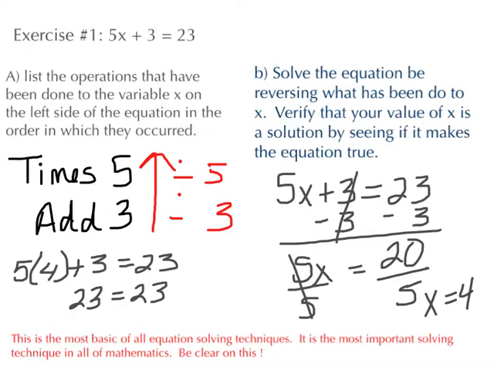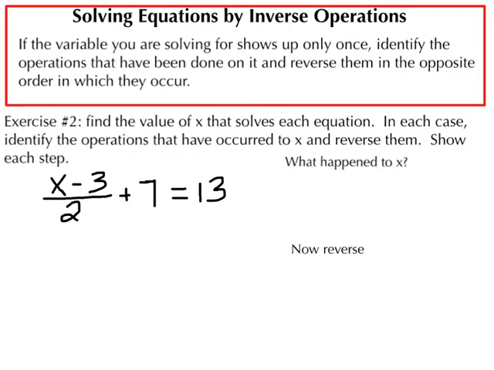This is the most basic of all equation solving techniques. It is the most important solving technique in all of mathematics. Please be clear on this and understand this aspect: I first multiplied by 5, then added 3, and in order to solve it I work from the bottom up in opposite order and do the opposite operation. Solving equations by the inverse operations: if the variable you are solving for shows up only once, identify the operations that have been done on it and reverse them in the opposite order in which they occur.